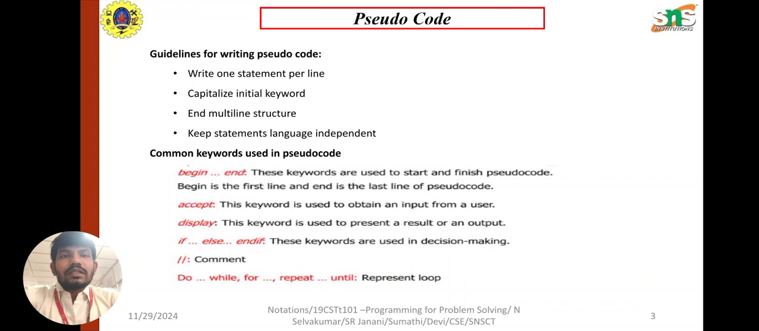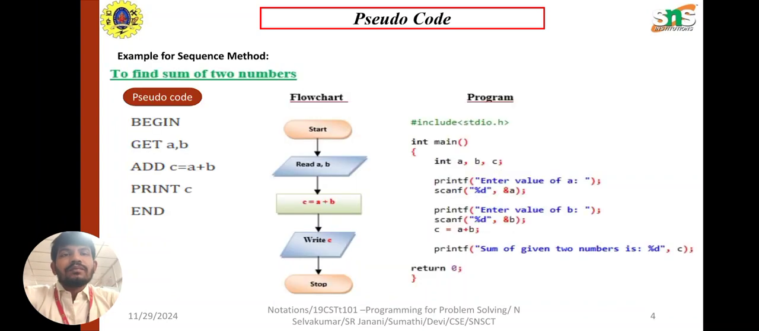Write one statement per line, capitalize the initial keyword, and end multi-line structures. Second, keep statements language independent. Common keywords used in pseudocode are begin, end, accept, display, if else end if, do, while, for, repeat, and until.